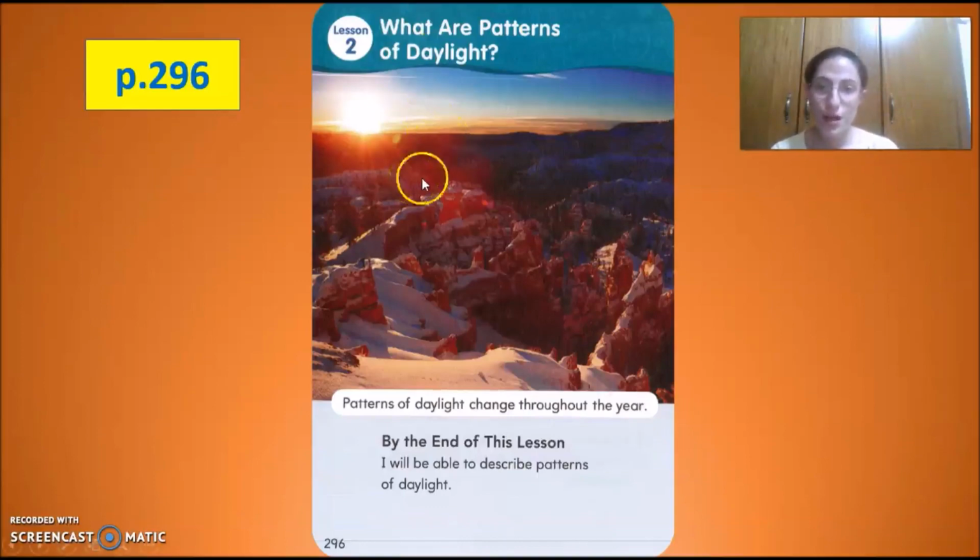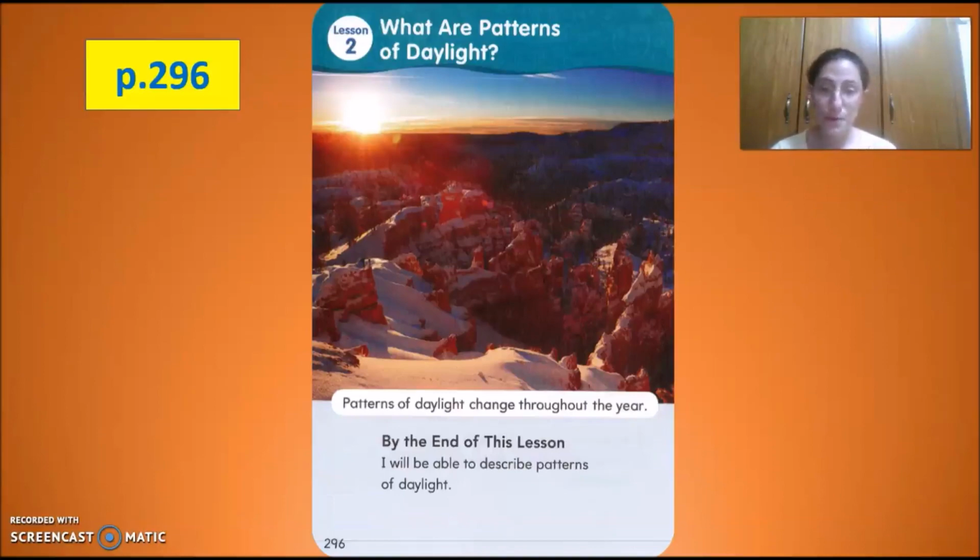Clear so far? Let's take a minute to observe the picture. What do we observe? Excellent, we could observe the sun. What else? Excellent, we could observe the snow and the mountains. Great. Let's read together. Patterns of daylight change throughout the year. So, do we actually have the same amount of daylight throughout the whole year? No. So we're going to study these patterns, okay? And how does it change and why does it change throughout the year?